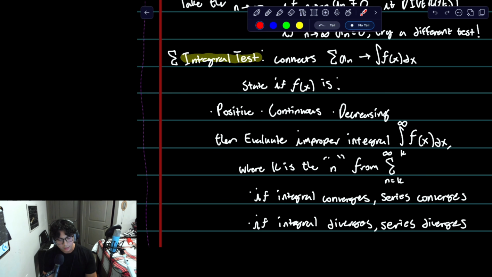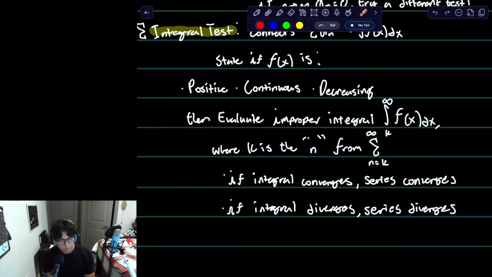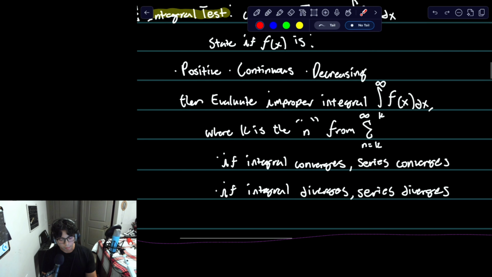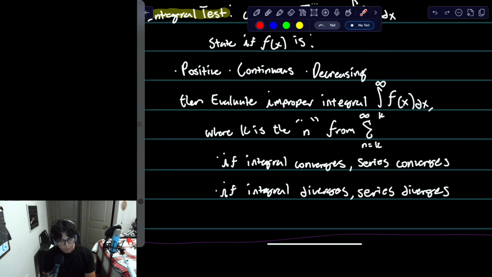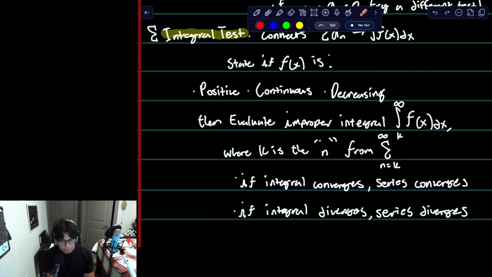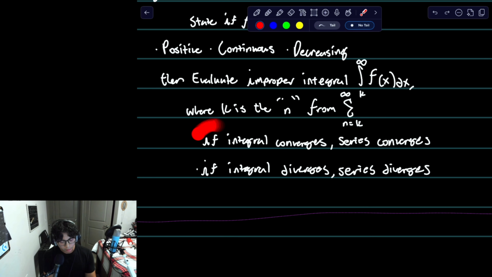Speaking of integral test, we will connect series with integrals, but when doing this test, you have to state whether it is positive, continuous, and decreasing, which I will show you how to prove. And then once those are completed, you have to evaluate an improper integral of your series, where the k is the n from your series, which is shown here. And if your integral converges, your series will converge. But if your integral diverges, your series will diverge.